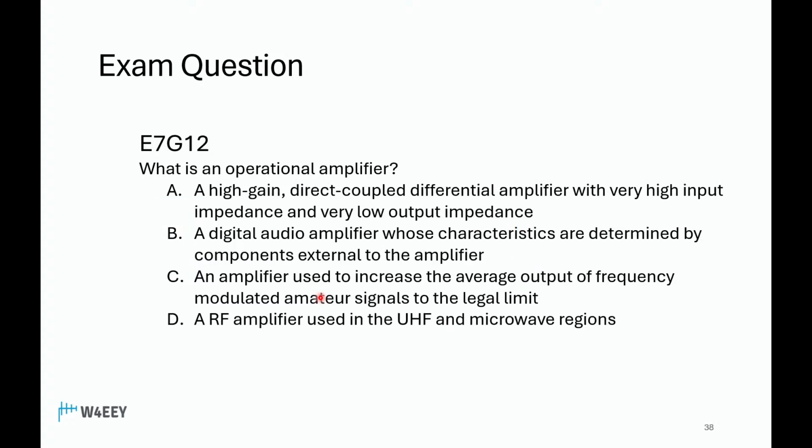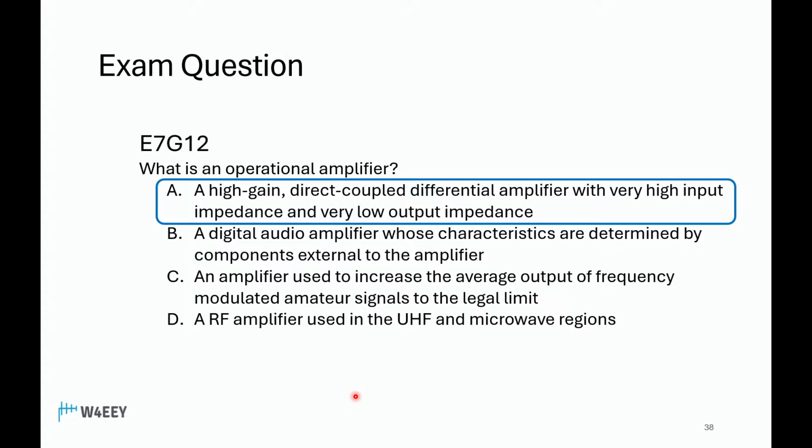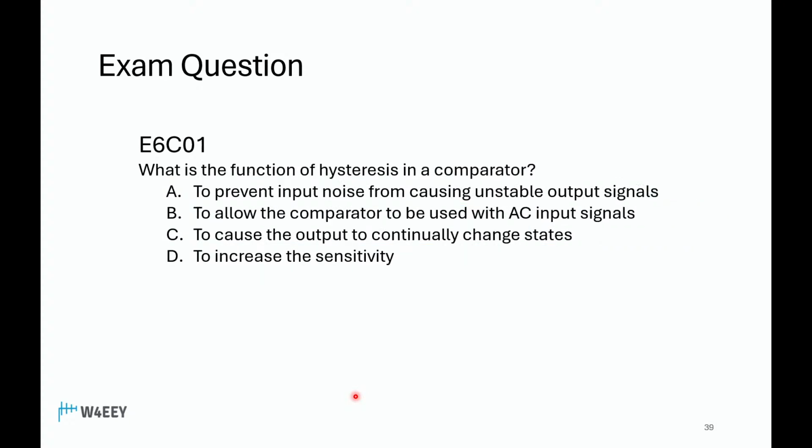Bravo is correct. What is an operational amplifier? These were those crazy words that we talked about back in the beginning. Alpha. It is alpha, high gain alpha, correct. A high gain direct coupled differential amplifier with very high input impedance, very low output impedance.